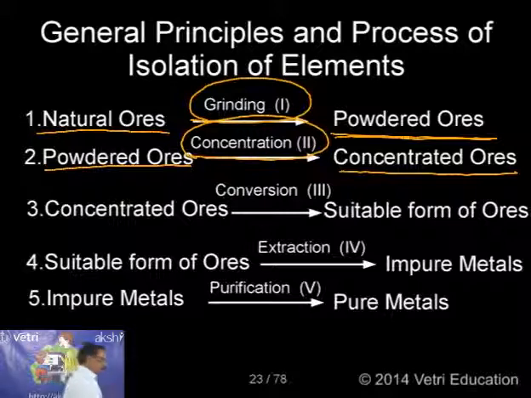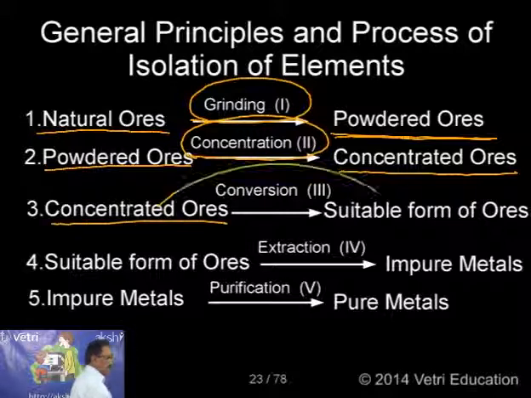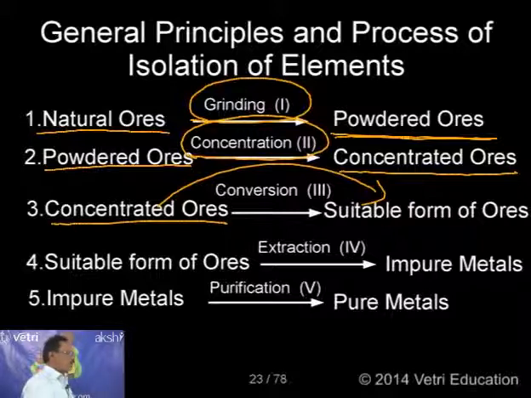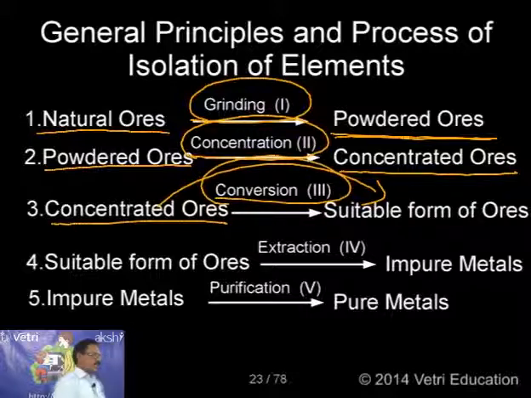And step 3, the concentrated ores can be converted into a suitable form of ore, whatever form we need, so that we can extract the metal profitably. This is called conversion, step 3. So concentrated ores can be converted into a suitable form of ore by the step called conversion.